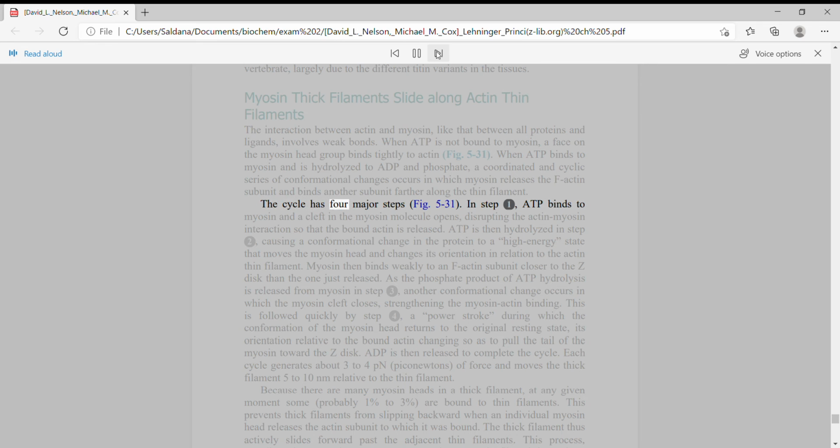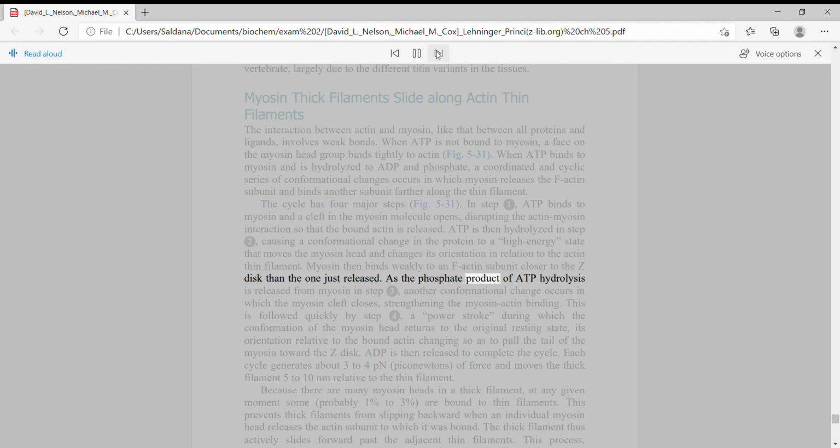The cycle has four major steps, Fig. 5-31. In step 1, ATP binds to myosin, and a cleft in the myosin molecule opens, disrupting the actin-myosin interaction so that the bound actin is released. ATP is then hydrolyzed in step 2, causing a conformational change in the protein to a high-energy state that moves the myosin head and changes its orientation in relation to the actin thin filament. Myosin then binds weakly to an F-actin subunit closer to the Z disc than the one just released.